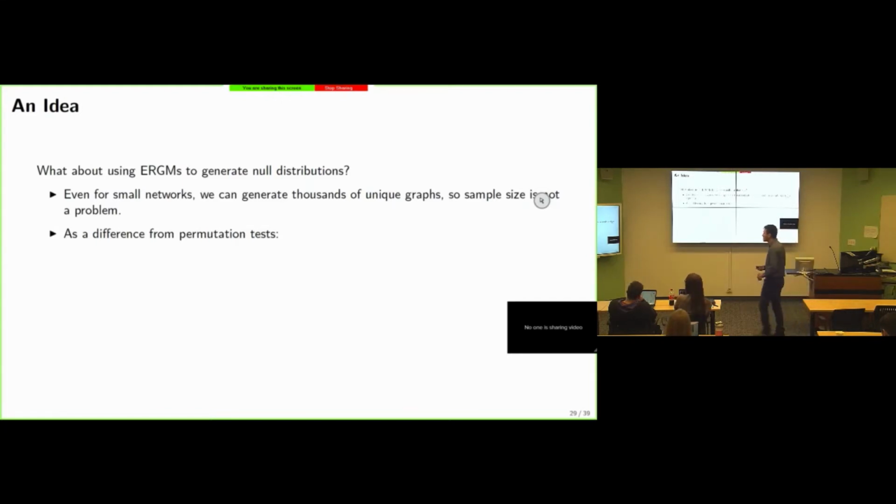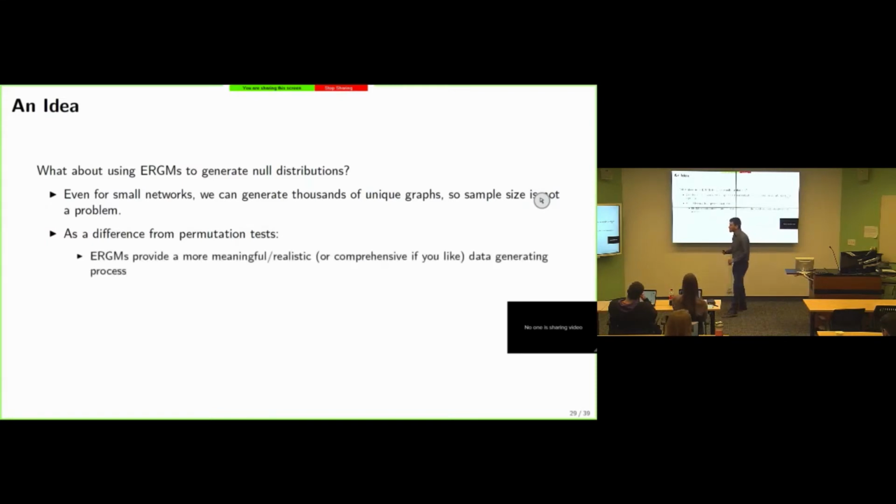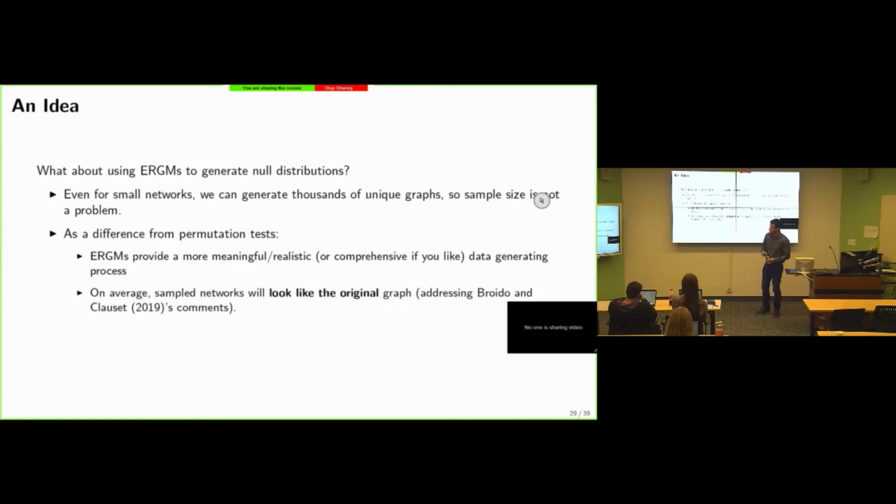As a difference from permutation tests, algorithms provide a more meaningful, realistic way of generating the data, right? We are not just fixing the degree here. We are doing something that looks more like the reality we observe. And on average, this is a nice feature, the network that you sample will look like the original graph. In other words, if you feed in an ERGM in which the number of triads is, I don't know, 5, every network you sample will generate, on average, 5 triads.